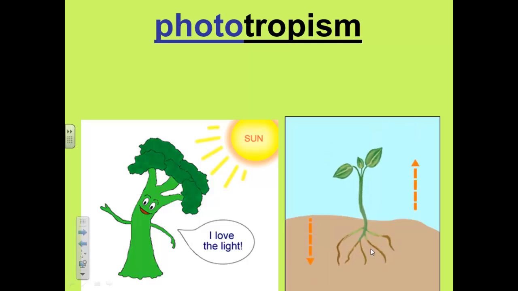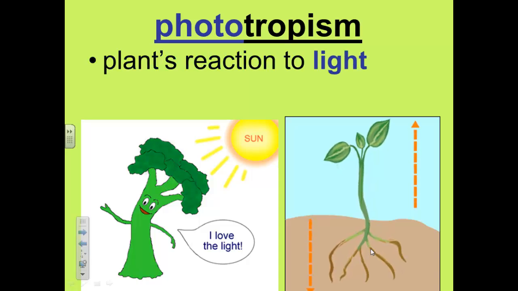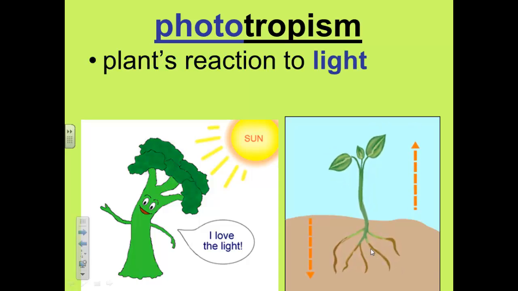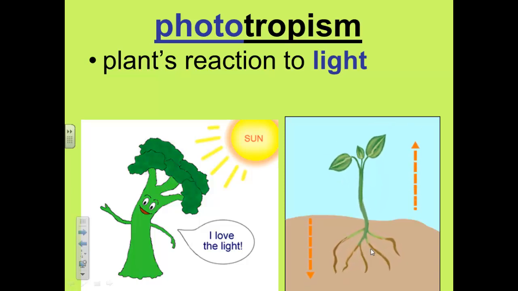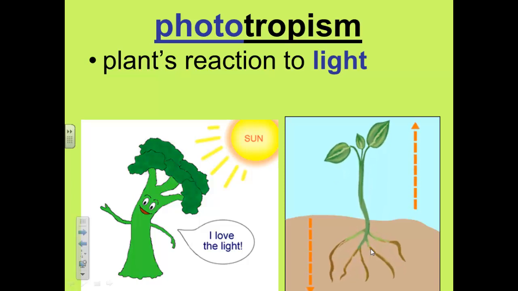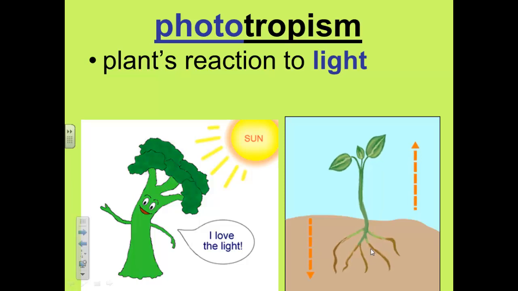Our next tropism is called phototropism. Phototropism is a plant's reaction to a source of light. A plant's stem may grow toward a light. Sometimes just a plant's leaves turn toward light. Look at the picture of the plant. What do you think would happen if you turned the plant in the opposite direction?